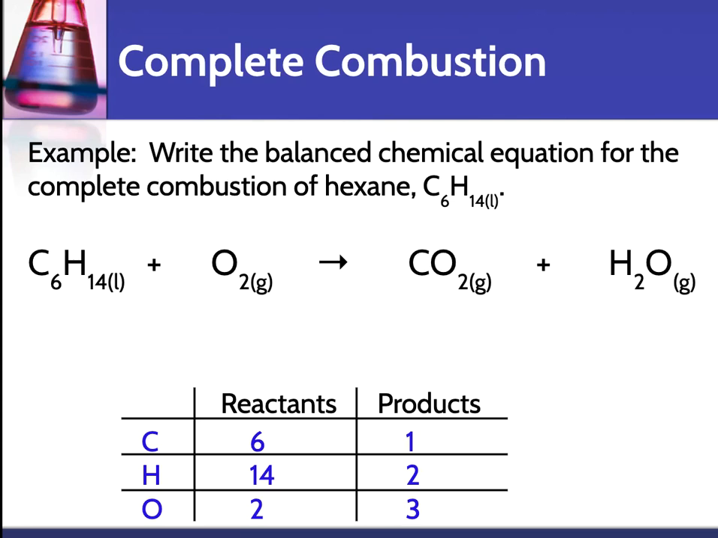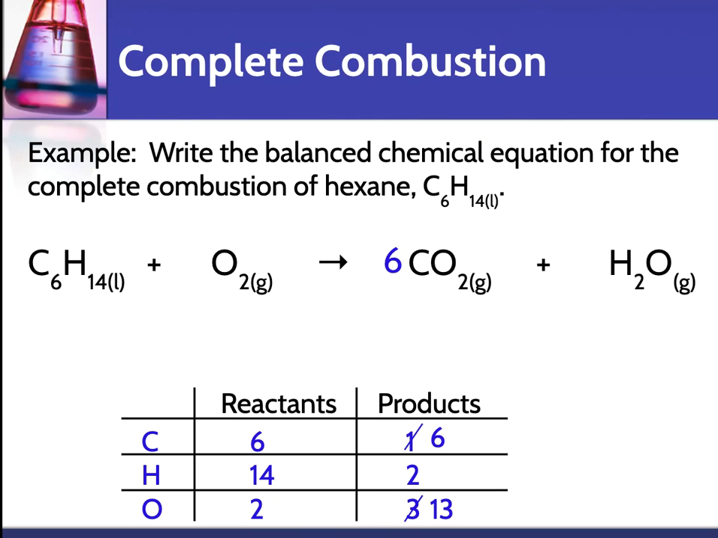We've got 6 on the reactant side. We need 6 on the product side. So we put a 6 in front of carbon dioxide. We now have our 6 carbons. Next, we'll balance the hydrogens. We'll just do a little update to the table with our oxygens. So now we have 13 oxygens on our product side.